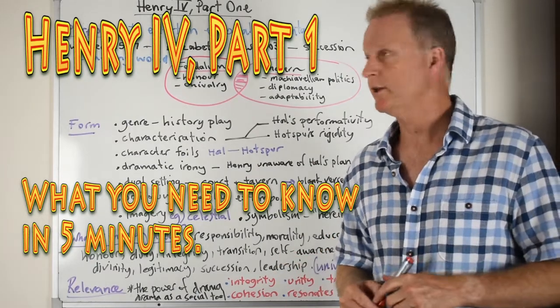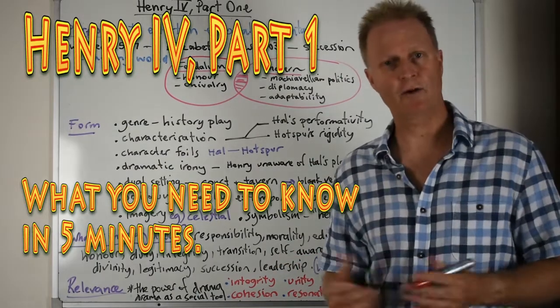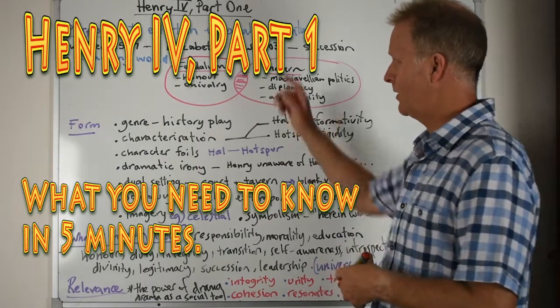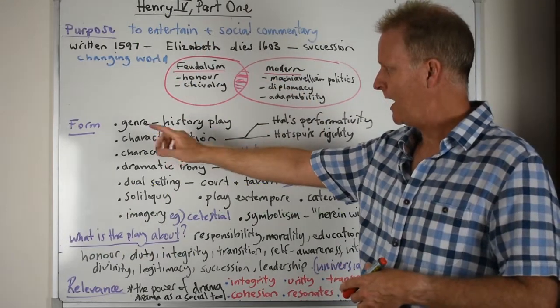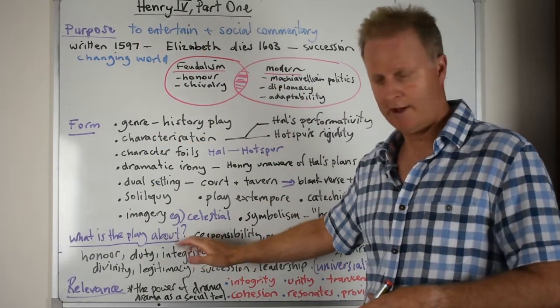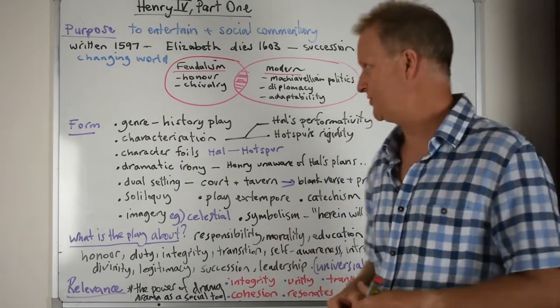For the critical study of Henry IV Part 1, there are 4 things you really need to be aware of. What the purpose is, how form shapes that, what the play is about, and the relevance.